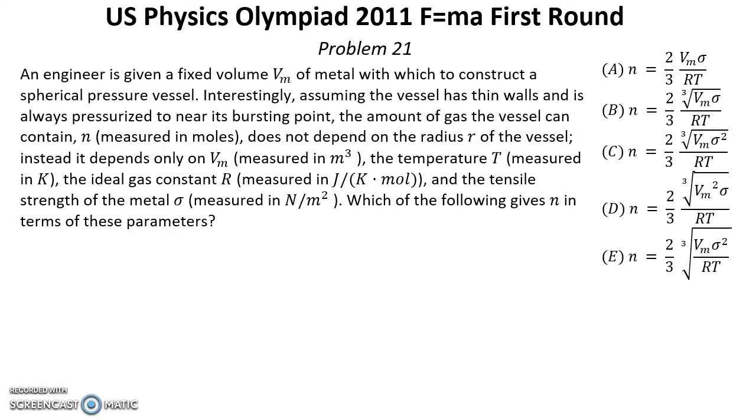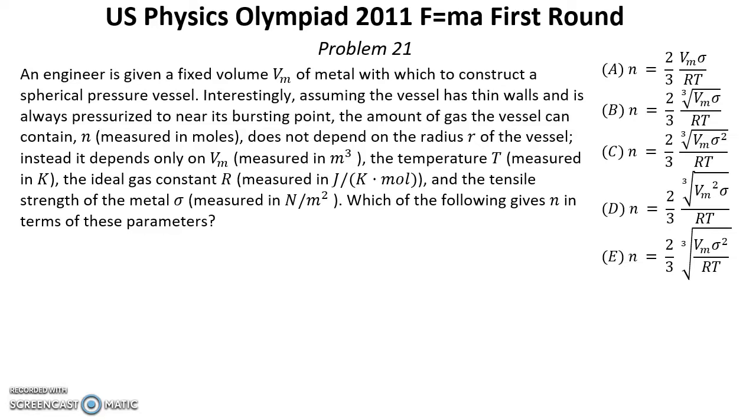An engineer is given a fixed volume Vm of metal with which to construct a spherical pressure vessel. Interestingly, assuming the vessel has thin walls and is always pressured to near its bursting point, the amount of gas the vessel can contain, N, measured in moles, does not depend on the radius r of the vessel.